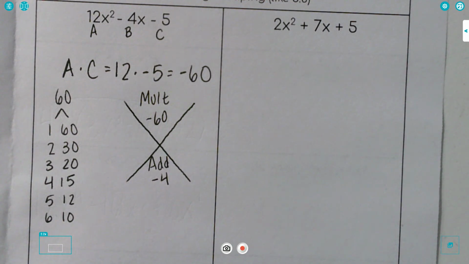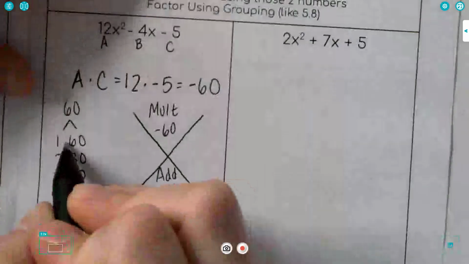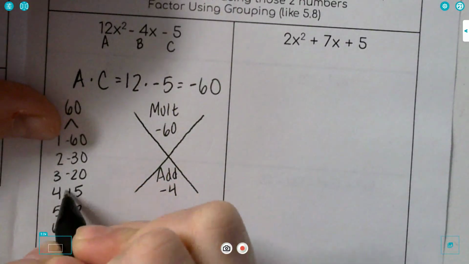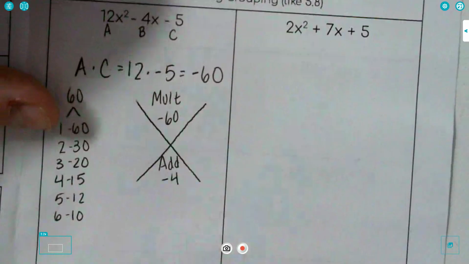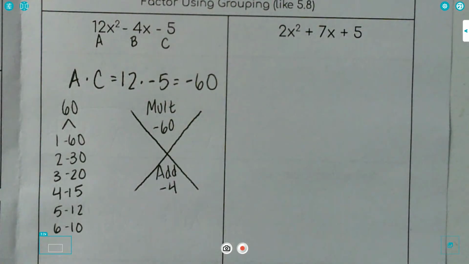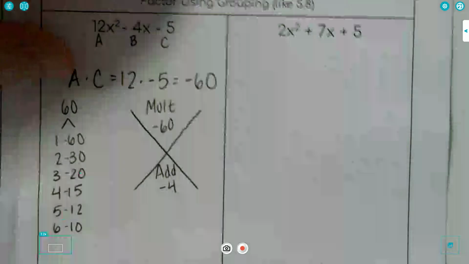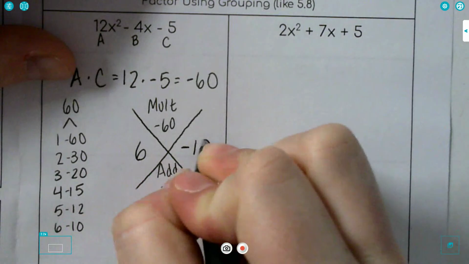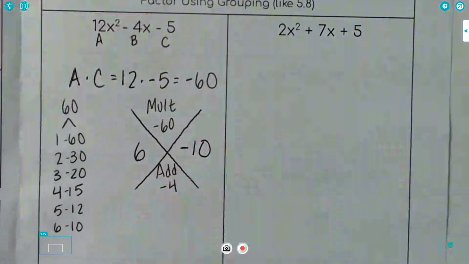If I need to multiply to be a negative and add to be a negative, I want 1 to be negative and I want my bigger ones to be negative. I'm going to make my bigger guys negative. Okay. Which of these guys add together to be negative 4? So, yeah, 6 and negative 10. So I'm going to put a 6 here and a negative 10 here.